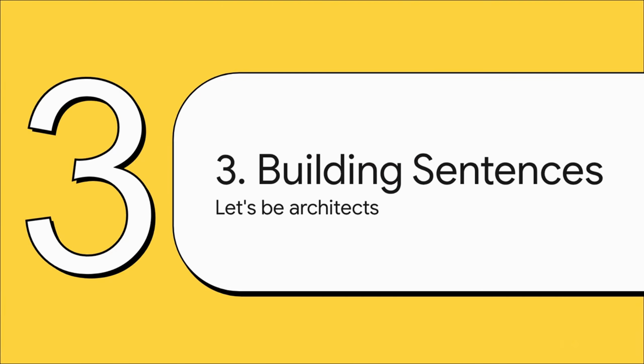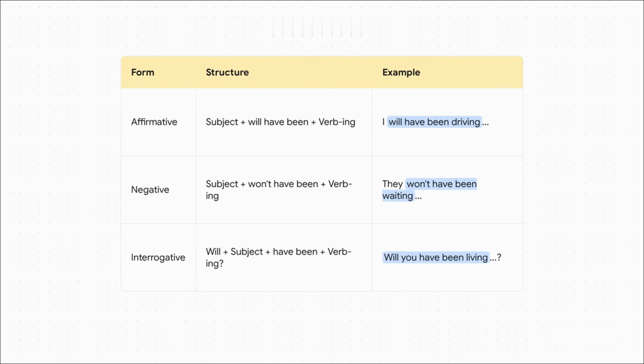All right, so we've got the blueprint down. Now, let's put on our architect hats and actually build some sentences. It's time to see this thing in action, out in its natural habitat. So you'll see it in 3 main forms, right? For a regular positive statement, it's exactly what we just learned. I will have been driving. Super straightforward.